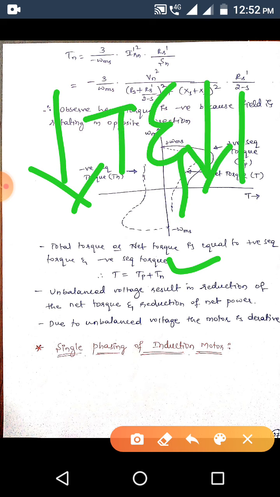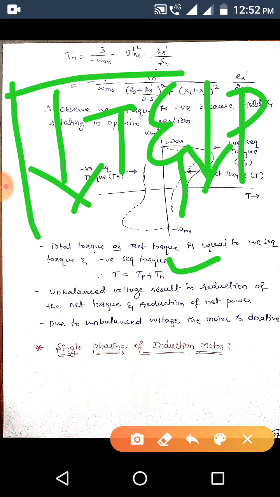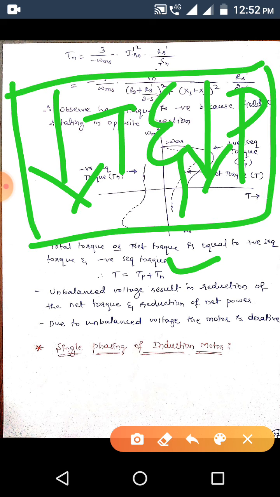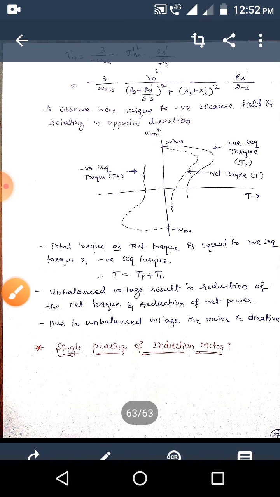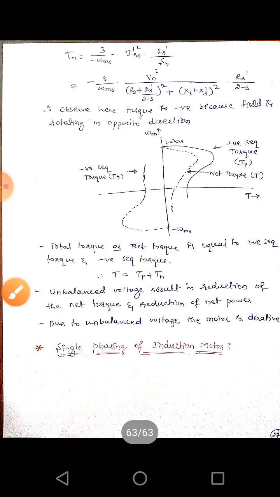Okay, so this we have to observe from this derivation here. If unbalanced voltages exist in the induction motor, we will get reduced torque and reduced power here. So due to unbalanced voltage, the motor is derated. Derated is nothing but we'll get the low output here. Okay, so we'll stop today's lecture. We'll discuss in the next class. The next topic is single phasing of induction motor. Okay, thank you one and all.